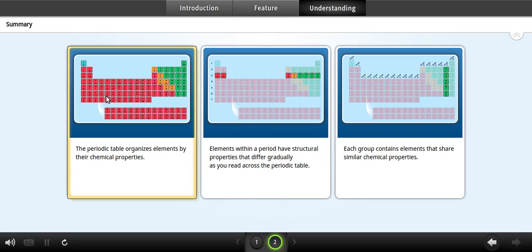The periodic table is helpful because it organizes elements by chemical properties. Elements are metals, metalloids, or nonmetals, except hydrogen. Rows in the table are called periods. Elements in each period have structural properties that differ gradually as you read across.